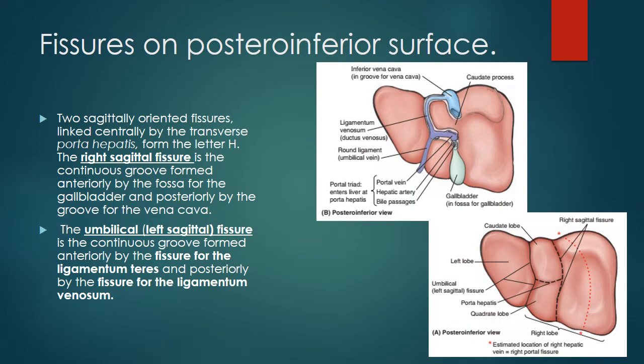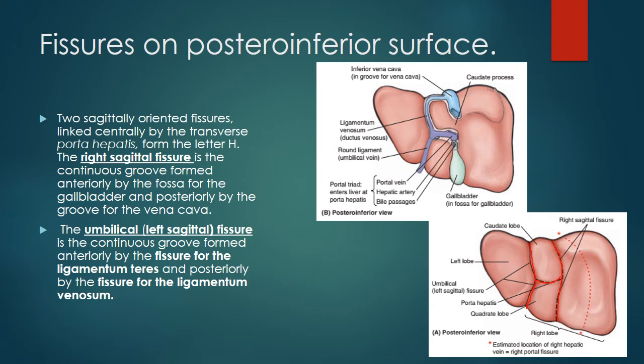When we consider the postero-inferior surface of the liver, we have seen the groove for inferior vena cava and fissure for ligamentum venosum on the posterior surface, while the fossa for gallbladder and fissure for ligamentum teres are on the visceral surface. Two sagittally oriented fissures are present on both these surfaces. If we draw a line from the groove for inferior vena cava down towards the fossa for gallbladder, and another plane which extends from the fissure for ligamentum venosum to the fissure for ligamentum teres, and this one is porta hepatis.